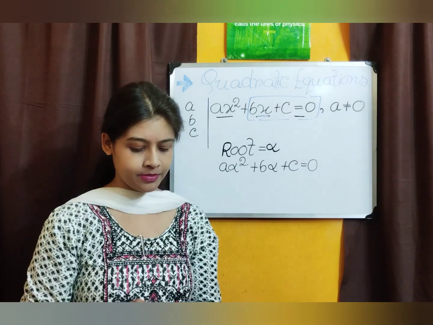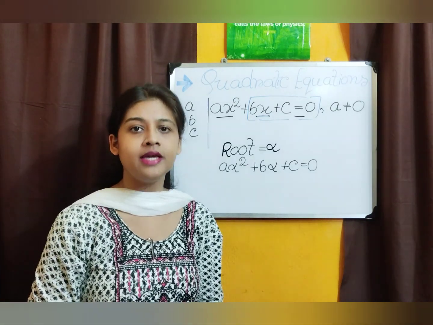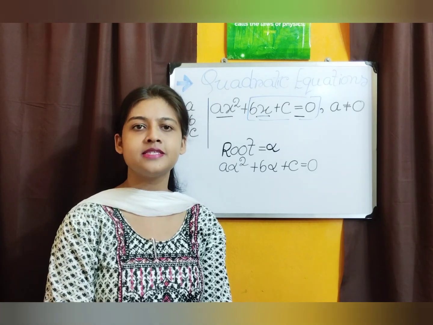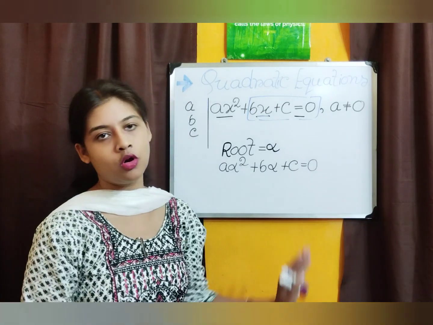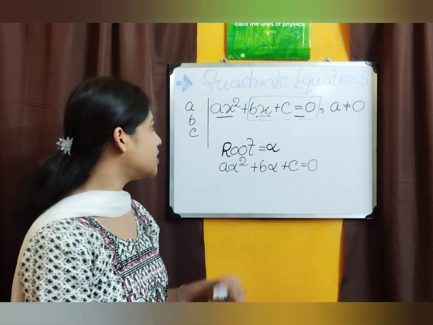So always remember that the form would be ax square plus bx plus c equal to 0, and you always have to mention that a not equal to 0. I think it is clear till now?